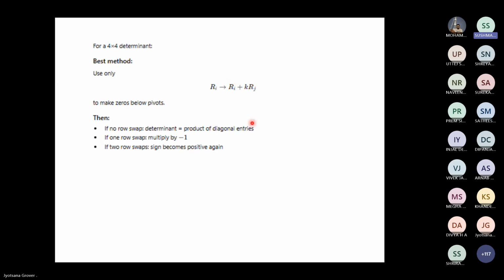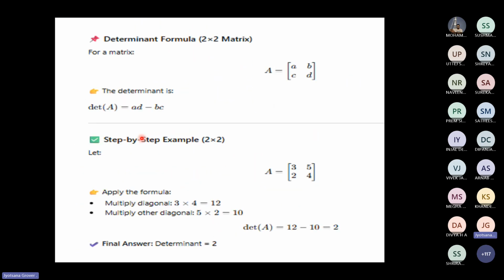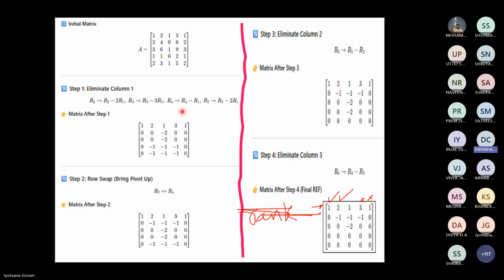So once we get the matrix into REF, then we apply what you have mentioned: no row swap, one row swap, two row swaps. Yes, correct. But for getting into REF, we'll have to do the row swap, right? It's not necessary. Sometimes you may need to. For example, in this example, we have done row swaps. If the first value is 0, then only we need to swap.